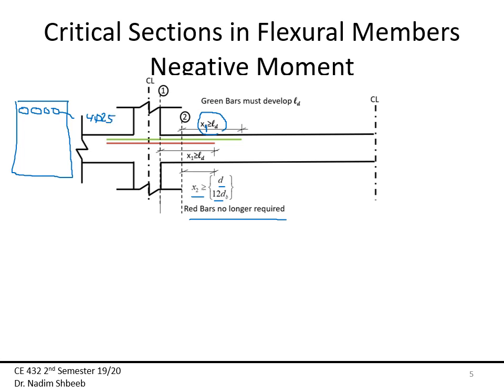Okay, so these 4 are at section 1, which must develop the development length. Now if I want to discontinue these 2, meaning I do not want these 2 anymore, and these 2 are these one right here, then after the section that they are no longer required, which is section 2, I have to extend them either D or 12 dB.